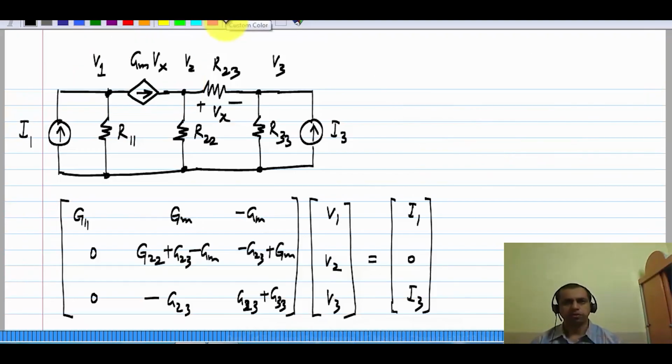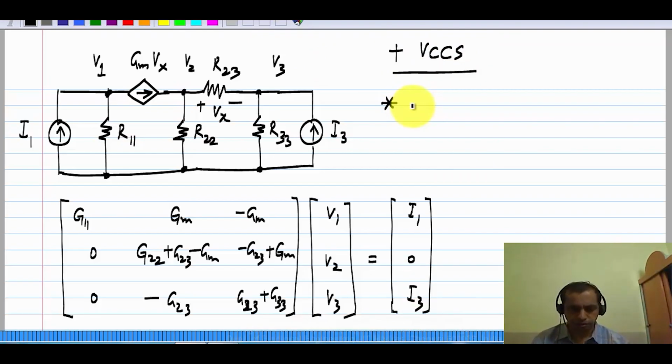Next, we look at the case where we had a voltage controlled current source. Okay, now in this case there is no problem writing KCL equations at all the nodes. The only thing is that the G matrix becomes asymmetric because the current through the voltage controlled current source depends on voltages elsewhere in the circuit. You can see for this example that the matrix is asymmetric.